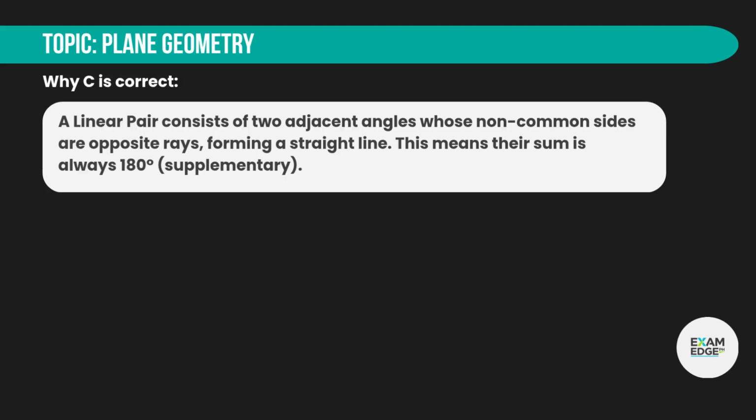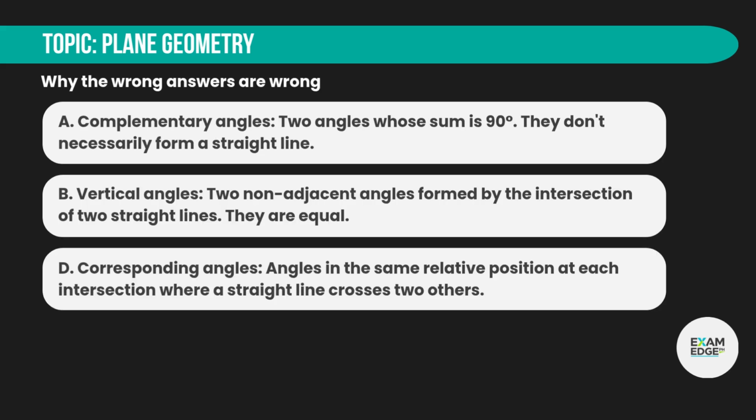Why C is correct? A linear pair consists of two adjacent angles whose non-common sides are opposite rays, forming a straight line. This means their sum is always 180 degrees, supplementary. Why the wrong answers are wrong? A. Complementary angles. Two angles whose sum is 90 degrees. They don't necessarily form a straight line.